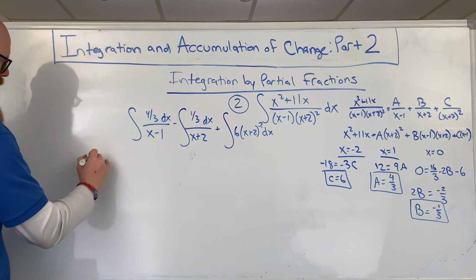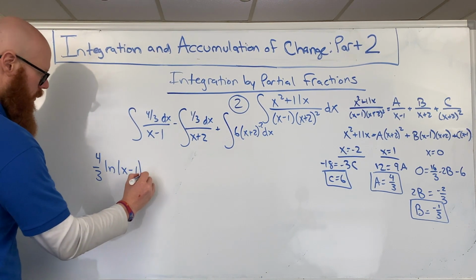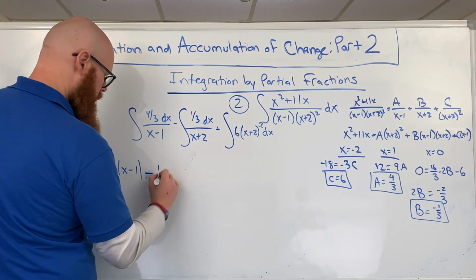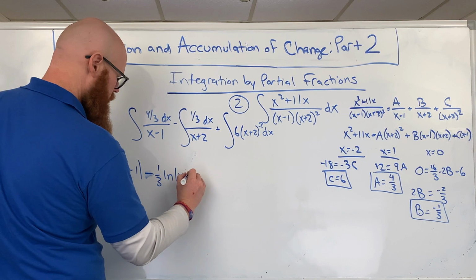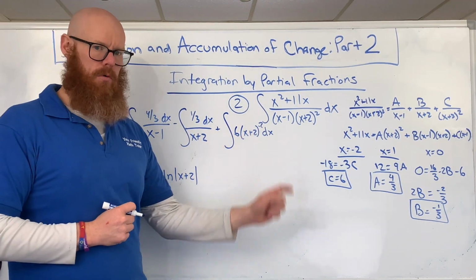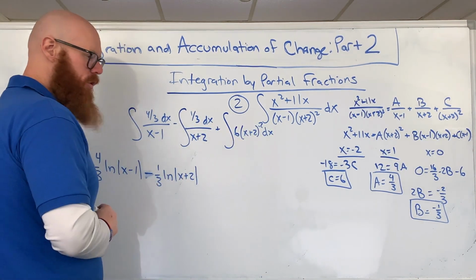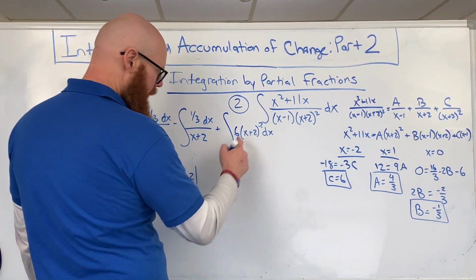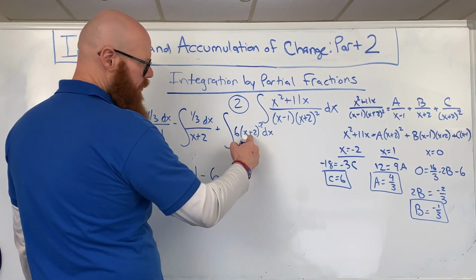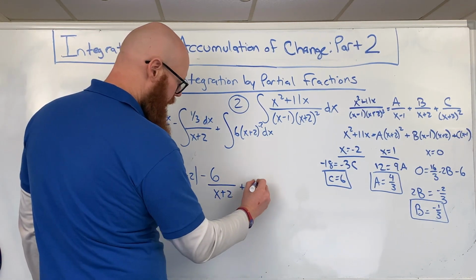So now this one ends up just being 4/3 the natural log of x minus 1 minus 1/3 the natural log of x plus 2. Finally, here I can use the reverse of the power rule. So add 1 to the exponent, so x plus 2 to the -1, and divide by -1, so it becomes minus 6. X plus 2 to the -1 is just over x plus 2, and then I get a plus c.